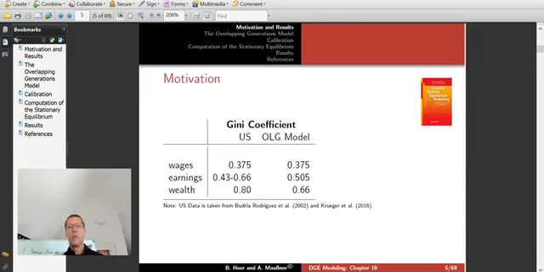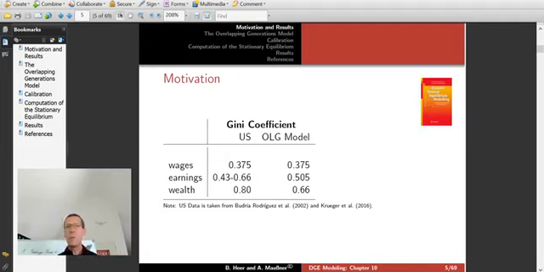Now, to get from a wage Gini of 0.375 to an earnings Gini of something like 0.5, for example, well, you need inequality in the labor supply, because earnings are basically wages times labor, times the hours you work. And what we find in the data is that people with high wages, high productivity, work more hours. And therefore, we get more inequality in earnings than in wages, and that's the reason we need endogenous labor supply in order to replicate the earnings distribution starting from the unequal productivity distribution, unequal wage distribution.